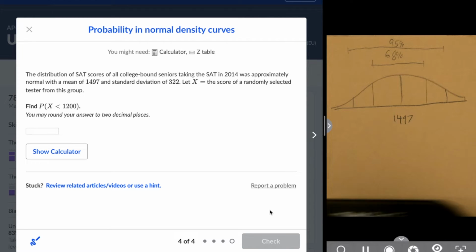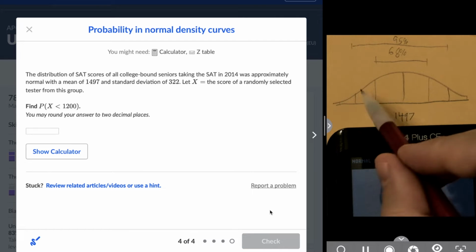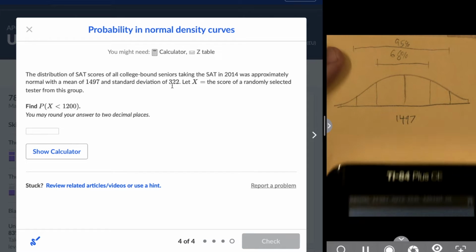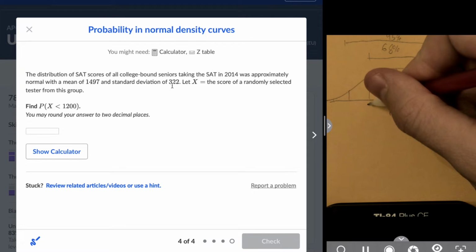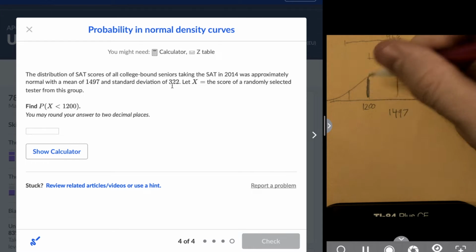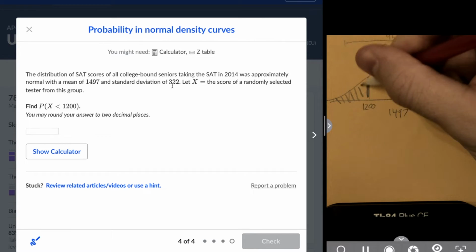And just to say, this kind of spacing is living in my head the whole entire time, so that when I look at 322 as the standard deviation, and I look at 1497 and 1200, I can quickly do some mental math and say, well, that's about 1500, that's about 1200, and that means these two are about 300 away, and my standard deviation is about 300 away. So that just gives me some basic idea that this 1200 is somewhere around here, and I want the odds that I'm getting less than that.